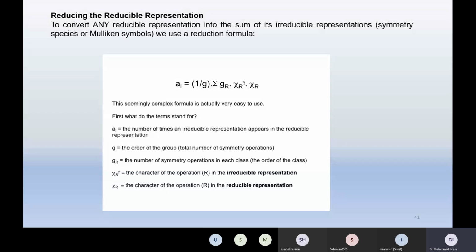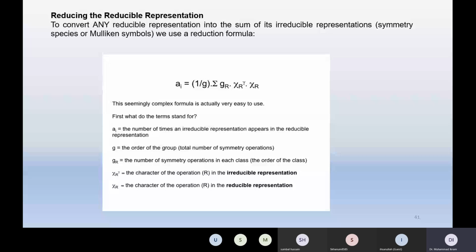a_i ये आपको रिप्रेजेंट करता है the number of times an irreducible representation appears in the reducible representation. ये हमारे पास मतलब हम इसको मार्क करेंगे A1, A2 इस तरह की उससे. So this shows the number of times that the irreducible representation appears in the reducible representation. कितनी बार irreducible representation किसी reducible representation में appear होता है. g is the order of the group. जो हम पहले भी मालूम कर चुके हैं. Order of the group is very easy. टोटल नंबर ऑफ सिमेट्री ऑपरेशंस को आप कैलकुलेट कर दें तो इसको हम ऑर्डर ऑफ द ग्रुप कहते हैं.